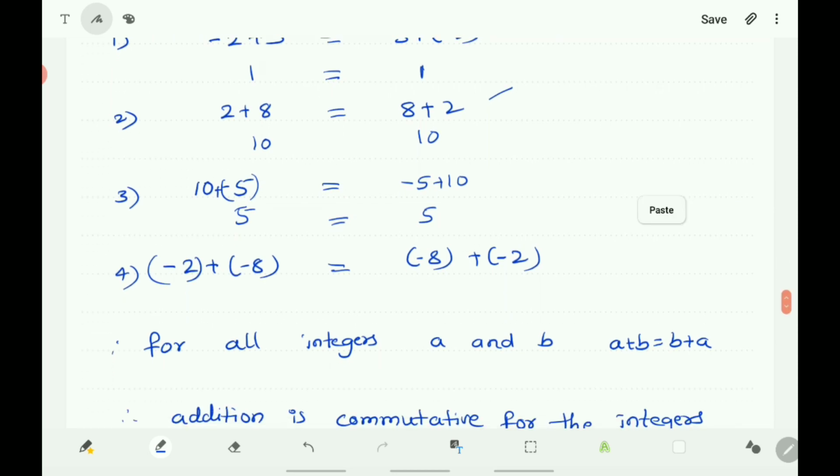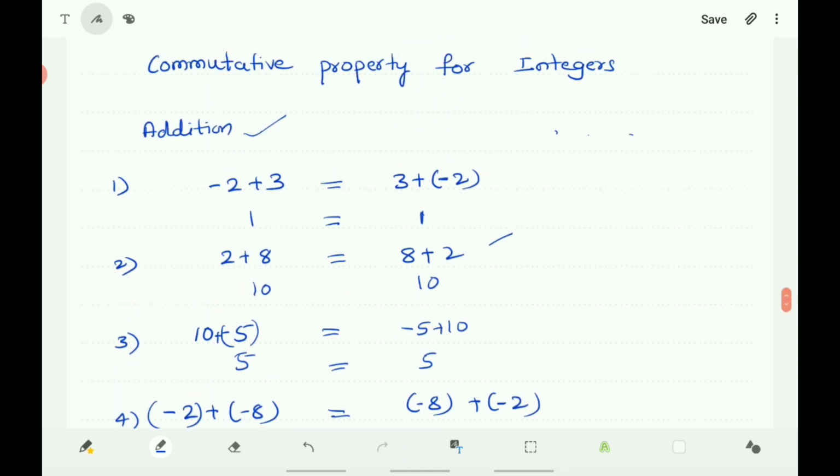Then the sum of -2 and -8. -2 plus -8, you know that is -10, and -8 plus -2 is also -10. You know that -10 is equal to -10, therefore -2 plus -8 is equal to -8 plus -2. Therefore, here you can verify that for all integers a and b, a plus b is equal to b plus a. Therefore, addition is commutative for integers.